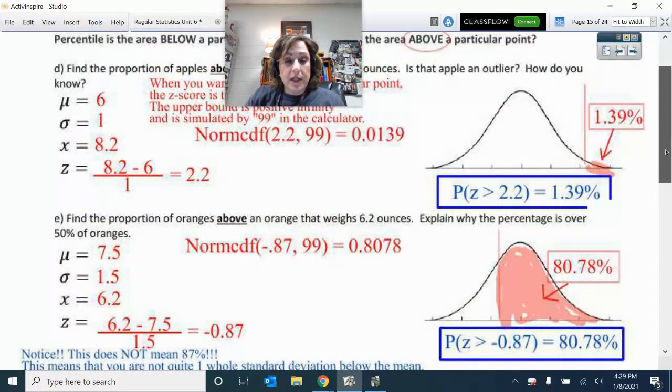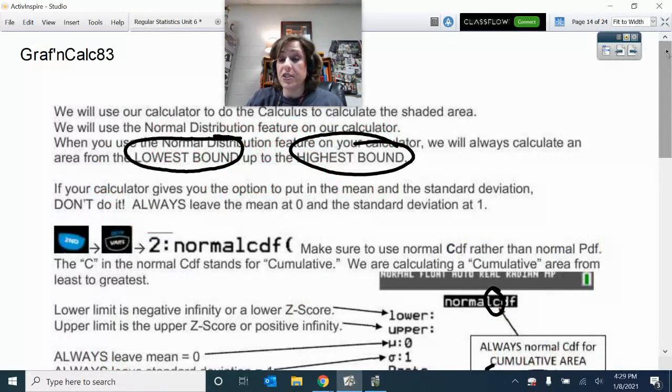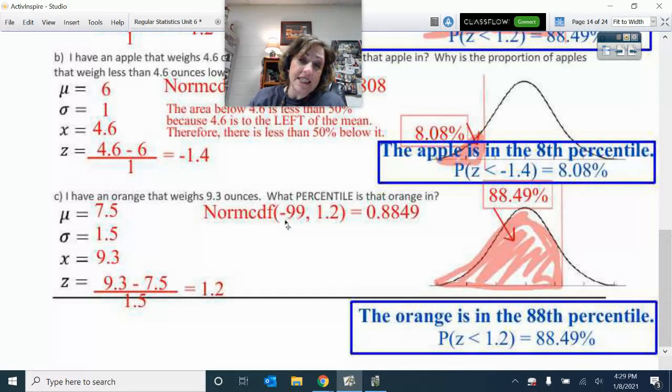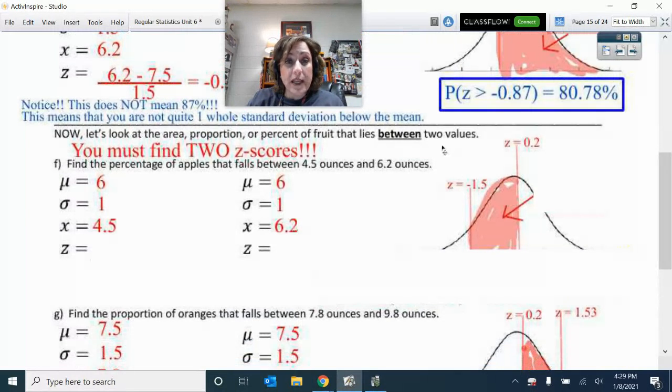Okay, so review, that is what's happening when you go above a particular location. Your calculator is going from that Z-score up to 99, as opposed to the earlier stuff where we went from negative 99 up to the Z-score. Okay, so next we are going to talk about going in between. In between is double the work because we're not going to have 99 or negative 99 as one of our bounds. Our two bounds are both going to be Z-scores. So then we have two computations to do.